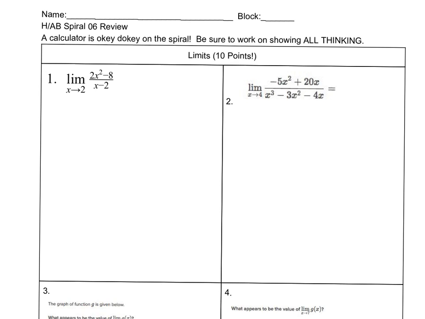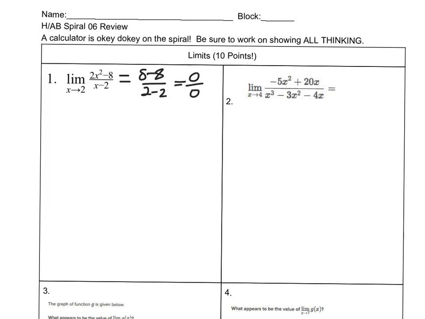Starting out, we've got the limit as x approaches 2 of (2x squared minus 8) over (x minus 2). I'm going to try plugging in 2 to see what happens. We get 8 minus 8 over 2 minus 2, which is 0 over 0. That means this limit might exist, so let's do some factoring.